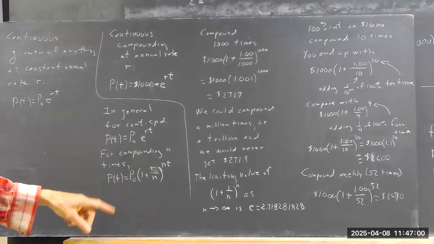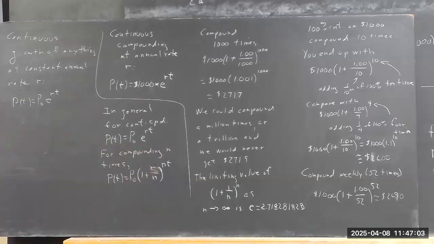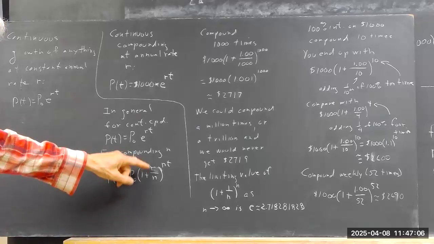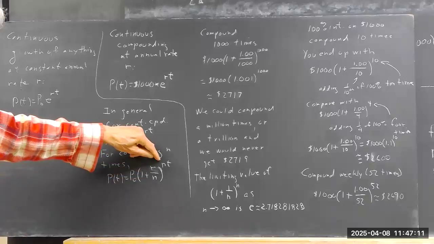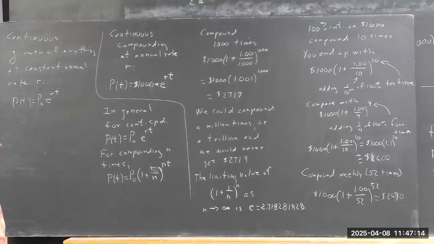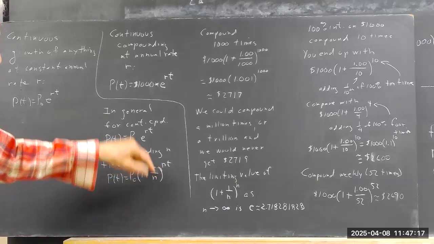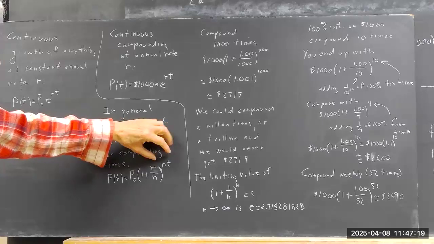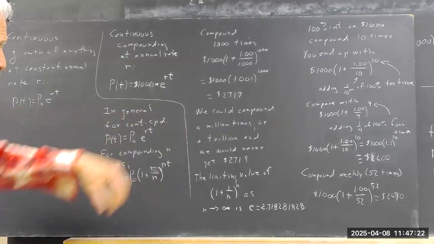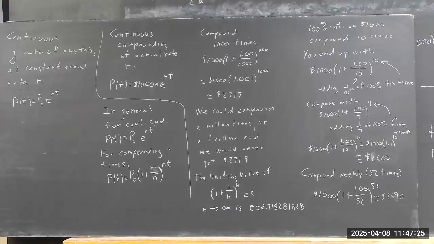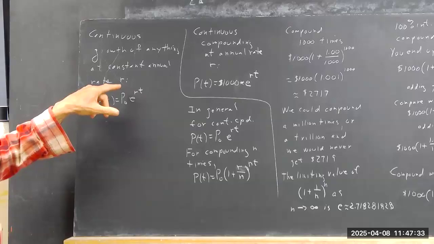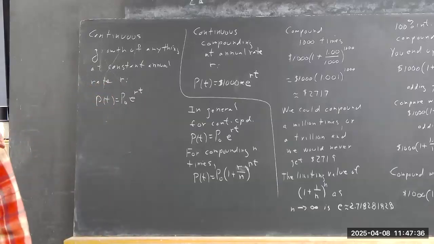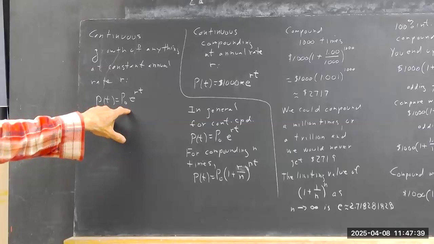That's compounding continuously. If you're compounding n times, well, you just divide your interest rate by n. That's what you get for one compounding. And then you do it n times for every year. So if you're compounding it n times a year for t years, you're going to have to multiply by this number n times t times. Then I say that the continuous growth of anything at a constant annual rate R. There you have it again.